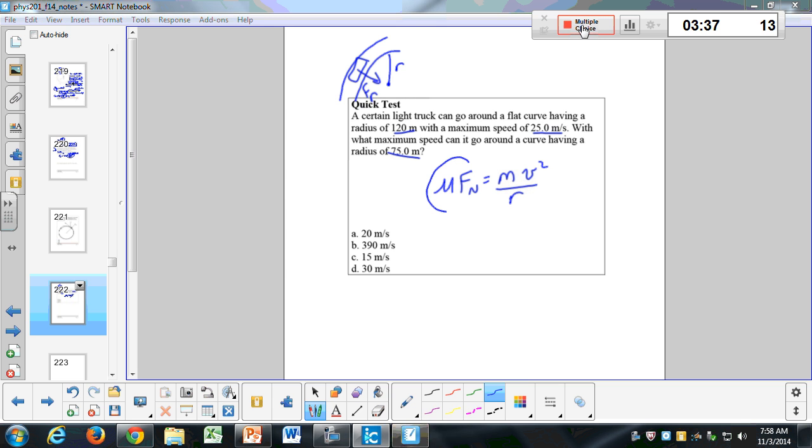I know that this remains constant, right? It's always going to be the same for a given object that also has the same frictional force.